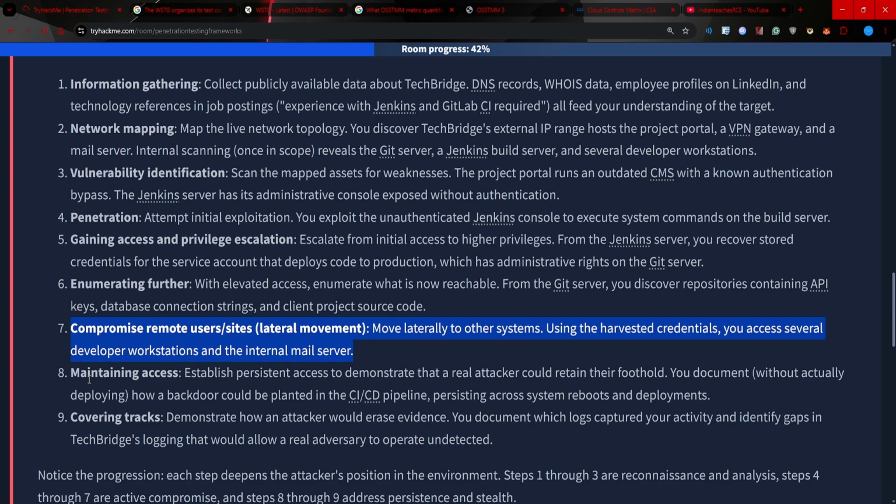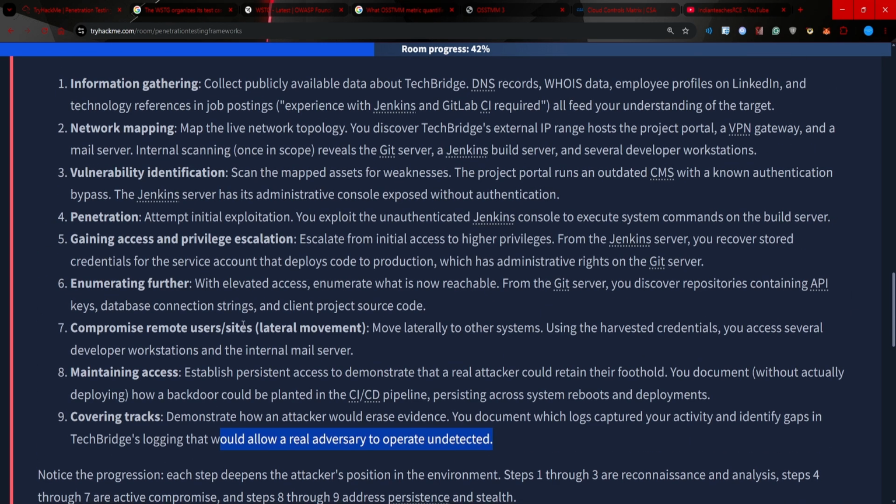Maintaining access. Establish persistent access to demonstrate that a real attacker could retain their foothold. You document, without actually deploying, how a backdoor could be planted in the CI/CD pipeline. Persistence across system reboots and deployments. Covering tracks. Demonstrate how an attacker could erase evidence. You document which logs capture your activity and identify gaps in the TechBridge logging that would allow a real adversary to operate undetected. Yeah, basically get root and remove all the logs.